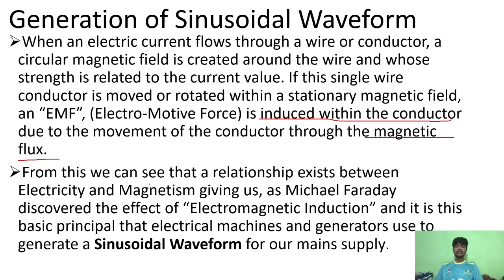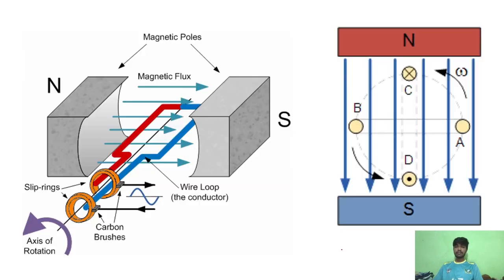From this, we can see that there is a relation between electricity and magnetism. So electromagnetic induction is the basic principle of electric machines and generators used to generate sinusoidal waveforms for our mains supplies. A conductor or a wire loop is placed between two permanent magnets, North Pole and South Pole. So there is a continuous generation of magnetic flux from North to South Pole.